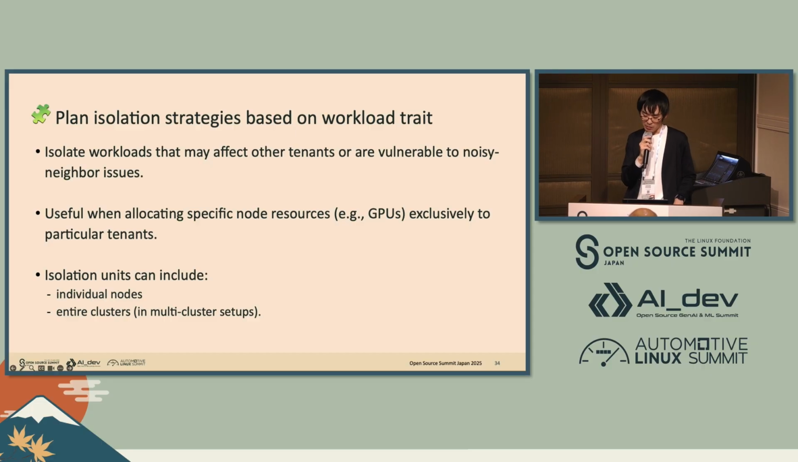In a Kubernetes-based platform, the unit of isolation can be a single node, for example, placing a heavy workload on its own node. And in a multi-cluster architecture, one Kubernetes cluster can serve as an isolation boundary.